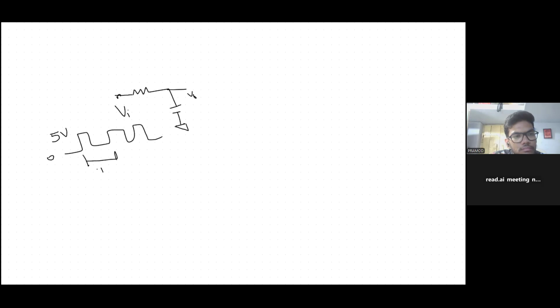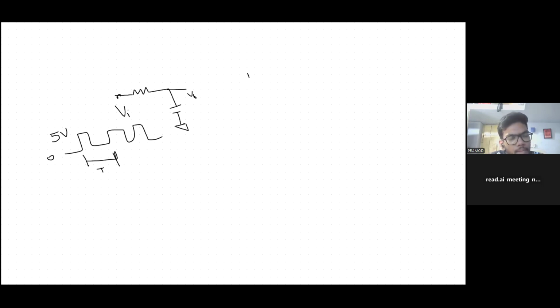low pass filter. So here is V out and here is V in. I am imposing a square wave, okay, with some 0 to 5 volt. Can you draw the waveforms for these two cases?